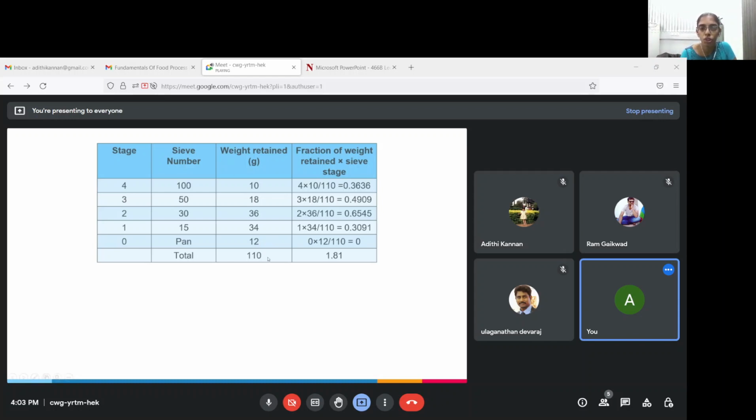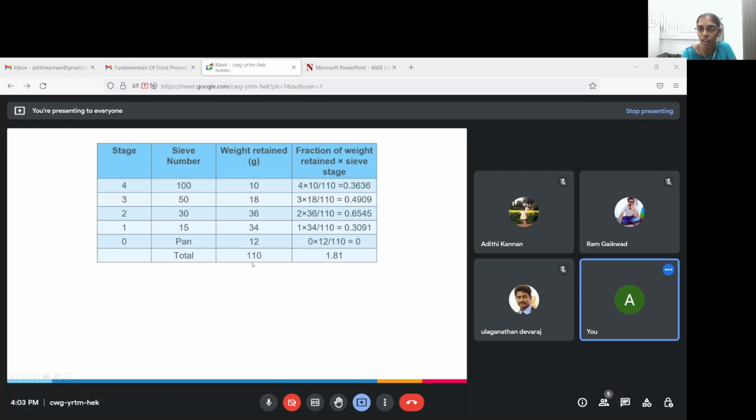So the total amount of product that you fed in is the sum of all the weights retained at each and every stage. If you sum all the product that is retained in each and every stage, you will get the total amount of feed that you sent in. So if you add 10 plus 18 plus 36 plus 34 plus 12, you will get 110 grams. So this means that 110 grams is the amount of feed that you sent inside the equipment. So this will be a total.